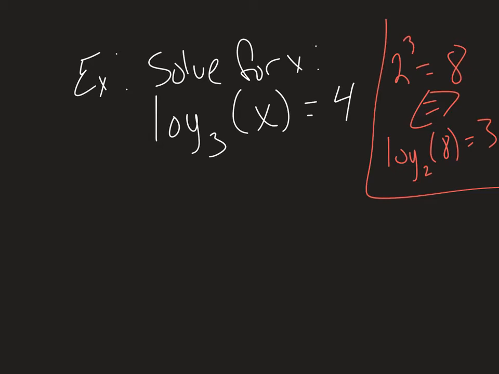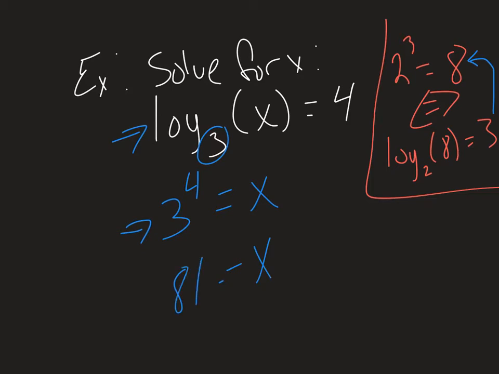So right now we have a logarithm and we want to write it as an exponential to see if we can solve the equation more easily. Because if we can solve one of them more easily, great. So let's do it. 3 is our base, so we have 3 to the power of 4 is equal to x. This equation is much easier to solve. 3 to the 4th power is 81. So x equals 81, and I'm done here.